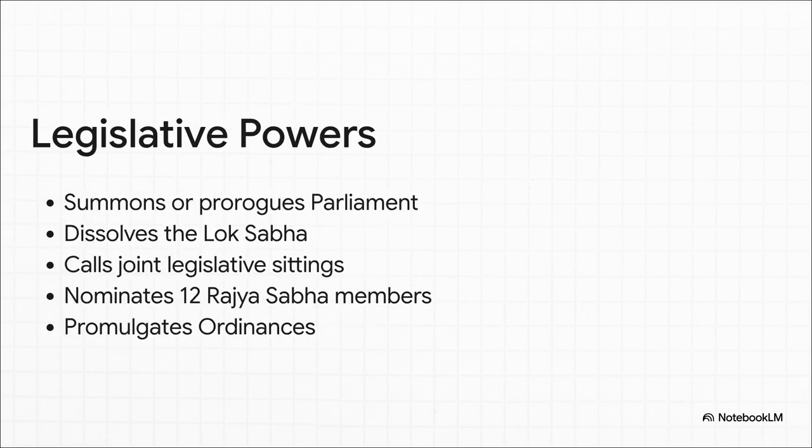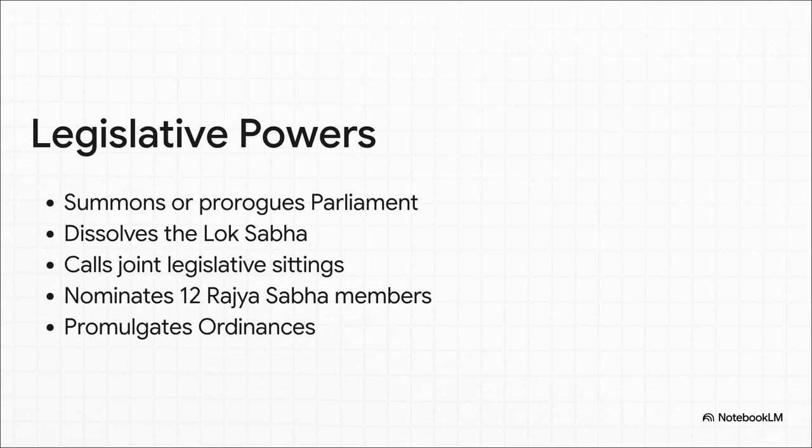Shifting over to legislative powers, their influence over parliament is huge. The president summons and prorogues parliament, and they actually have the power to dissolve the Lok Sabha. If the two houses are stuck in a deadlock, the president steps in and summons a joint sitting to figure it out. They also get to nominate 12 members to the Rajya Sabha to bring in expert voices.